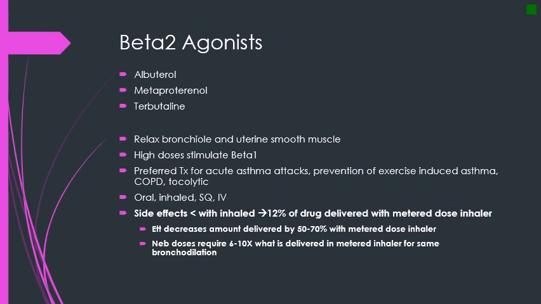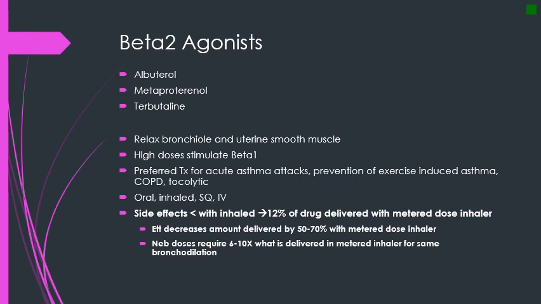Moving on from your alpha agonist to your beta 2 agonist, these are your albuterol, your metoprolol, and your terbutaline. These relax smooth muscle in your airways, your bronchioles, and your uterus. It does stimulate beta 1 when you use high doses. There's no such thing as beta selective when it comes to high dosing of anything. You're going to get some of those other receptors.